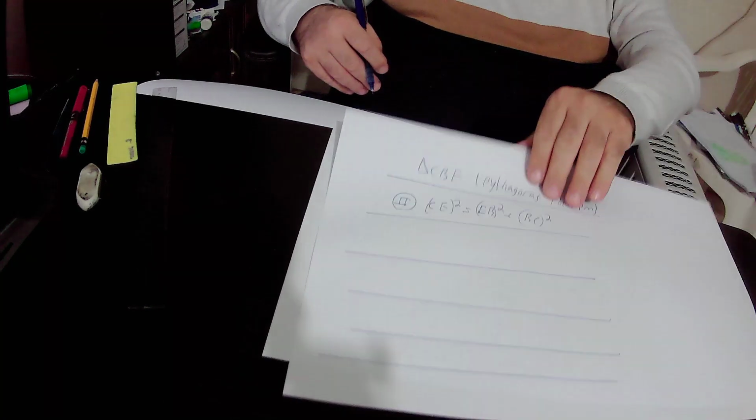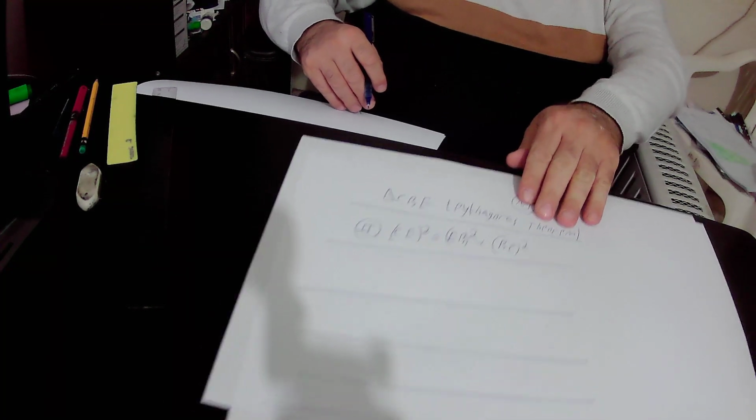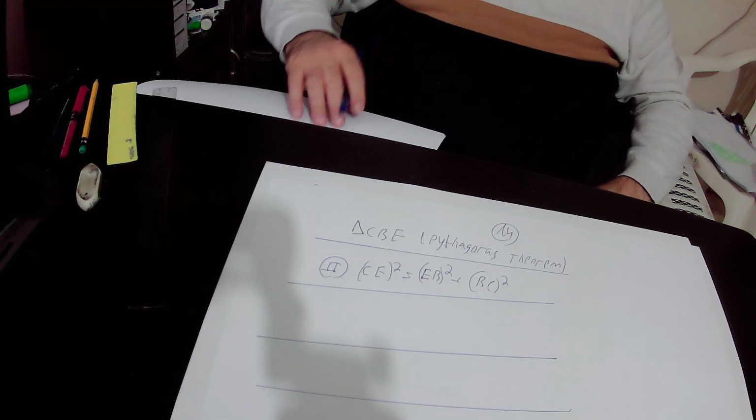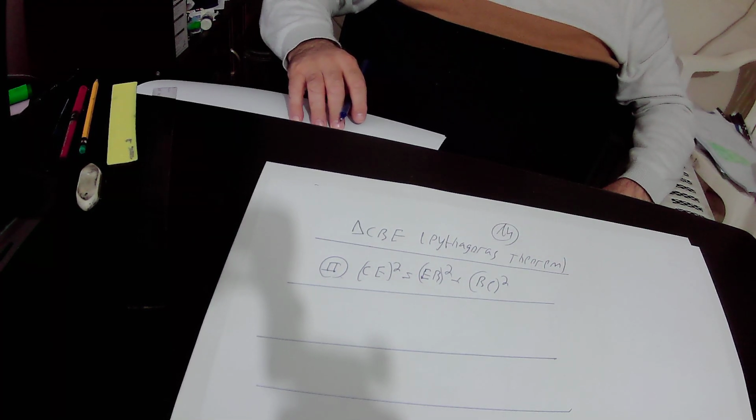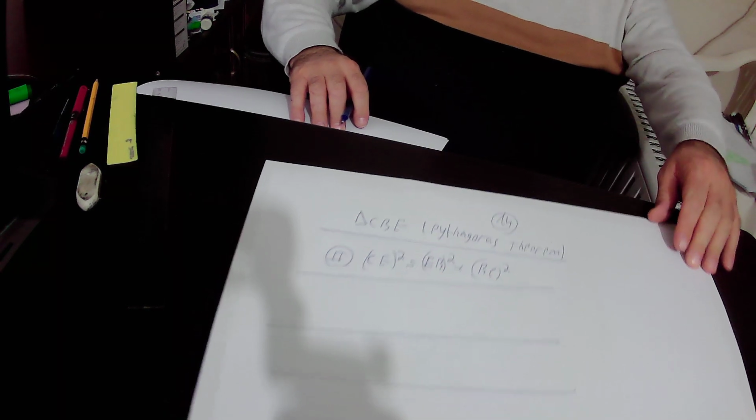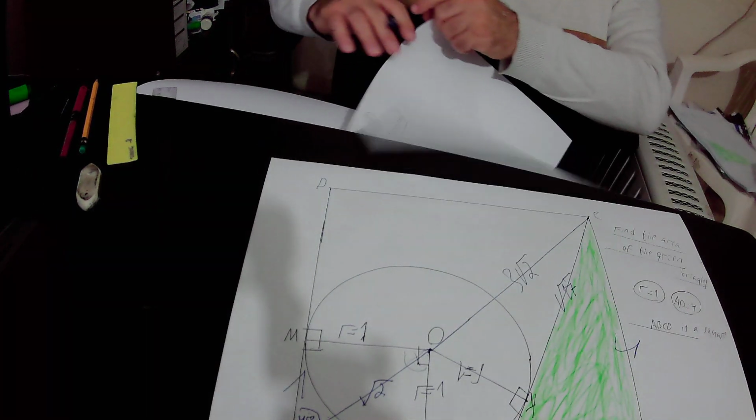In the right green triangle, triangle CBE, according to the Pythagoras theorem, the square of the hypotenuse equals to the sum of the squares of the perpendiculars. That is to say, CE square equals to EB square plus BC square. What is the value of CE?